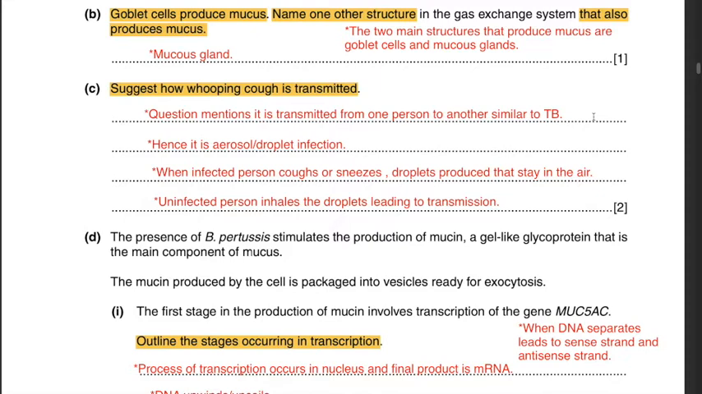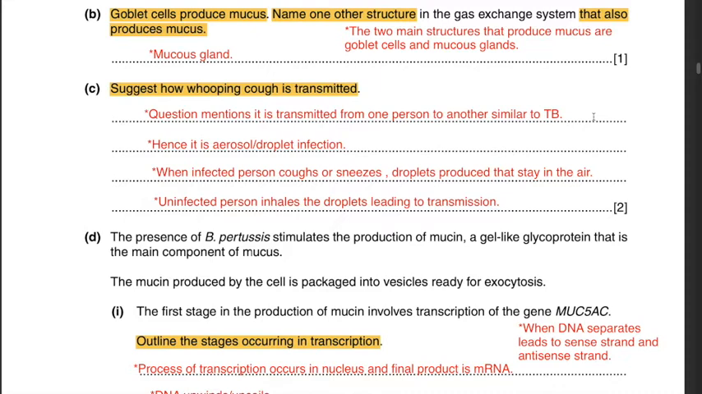Part C. Suggest how whooping cough is transmitted. The question already mentions that it is transmitted from one person to another, similar to the disease TB. Therefore, since TB is an aerosol or droplet infection, this one also must be an aerosol or a droplet infection, as it is an airborne disease. Therefore, how is it transmitted?